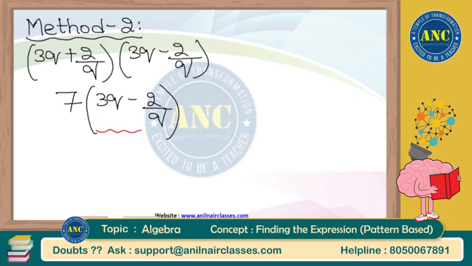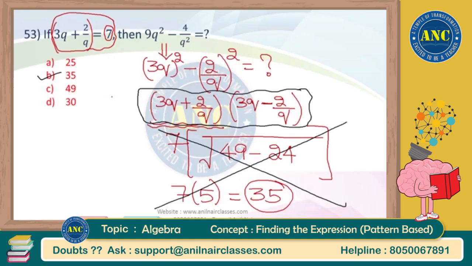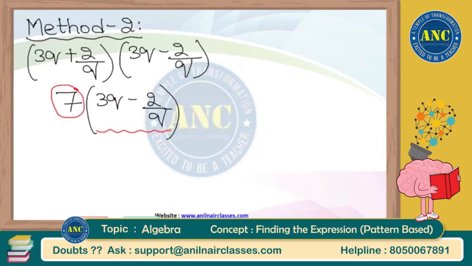You don't need to find this value. Why? Because this is 7. The first number is 7. That means the second number is multiplied by some value. It is 5. We came to know that 3q minus 2/q is 5 from method 1. I am not saying that we will not come to know that, but you don't need to, because 7 multiplied by anything means the answer should be a multiple of 7.